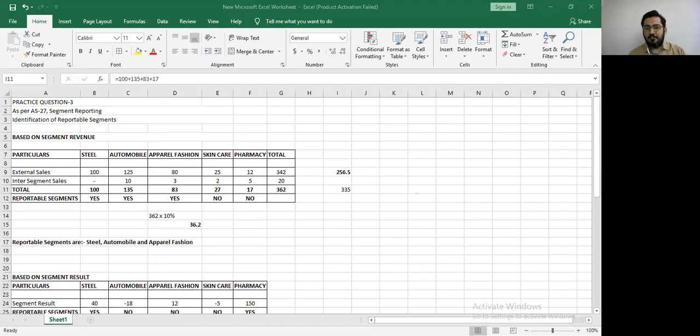It exceeds, right? Which means this condition is getting satisfied. Now since this condition is getting satisfied, again additional condition 2 is not applicable.